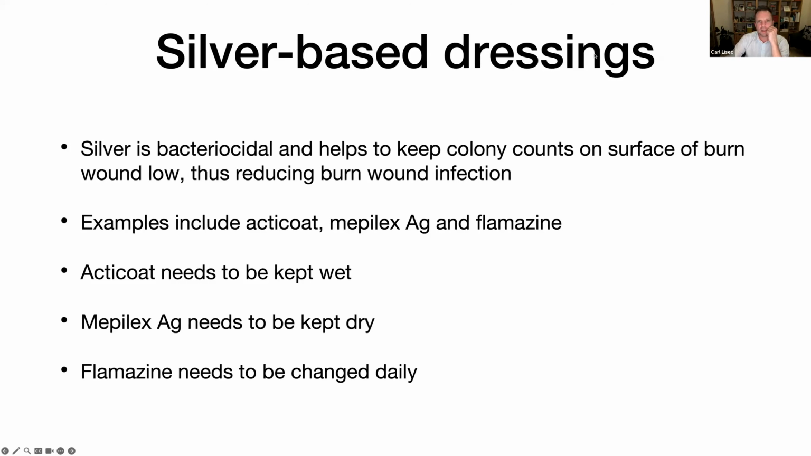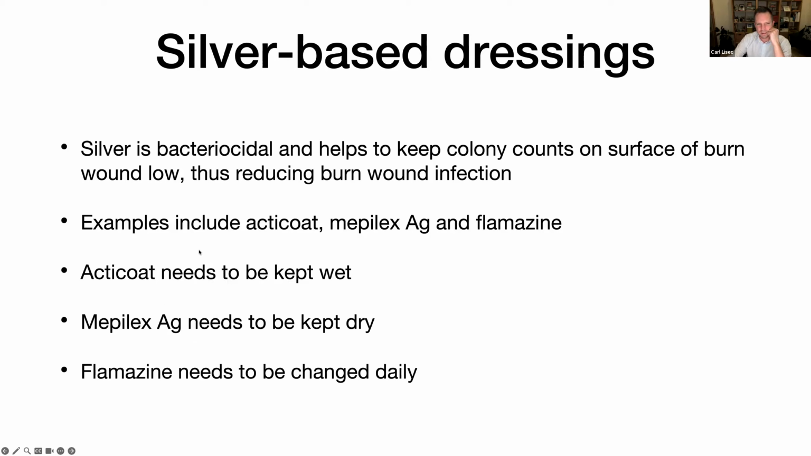A little bit on silver-based dressing. As soon as you get mid-dermal, deep dermal or full thickness burns, we always would recommend some sort of silver-based dressing. Silver as an element is bactericidal, and there's an association between using these silver products and reducing the incidence of burn wound infection. The common ones that we use in Queensland are Acticoat, Mepilex AG, and Flamazine. If you're using Acticoat, you have to remember it needs to be kept wet. Patients will need to wet the Acticoat regularly to keep the silver active.